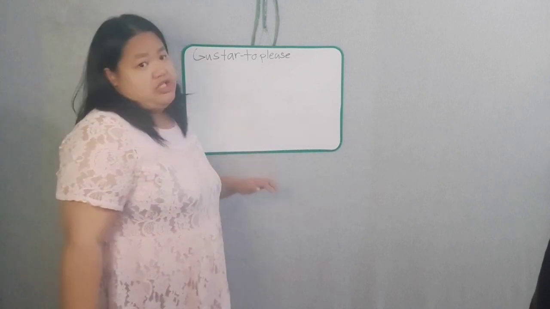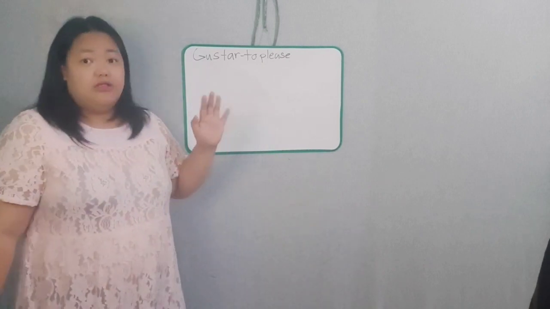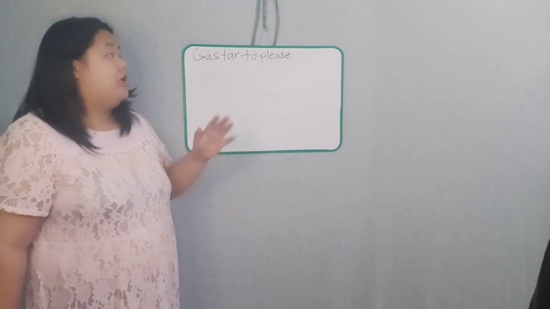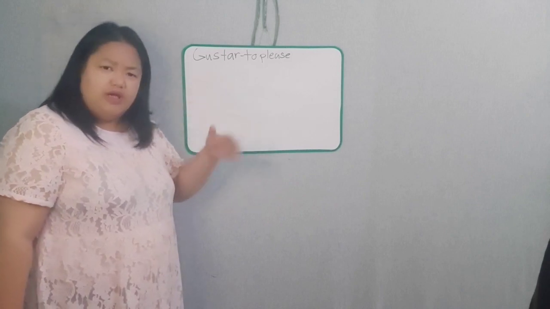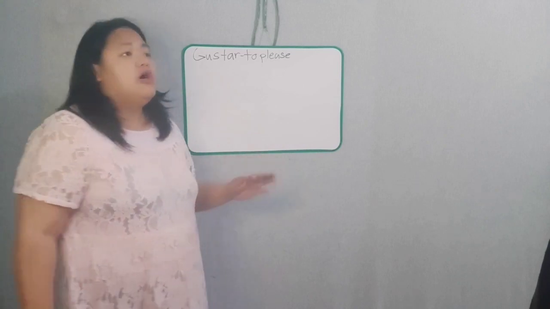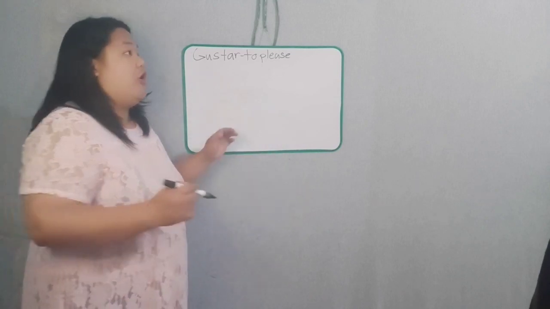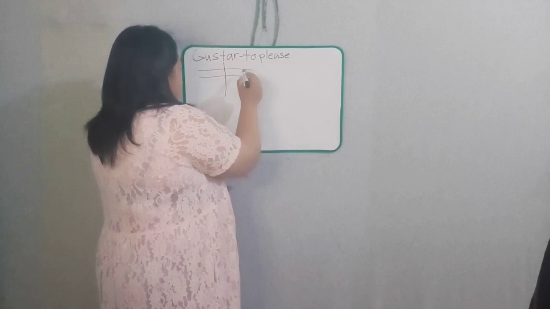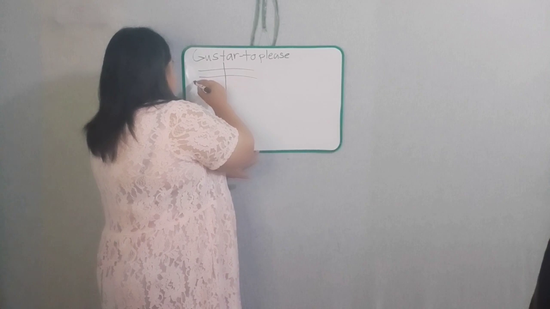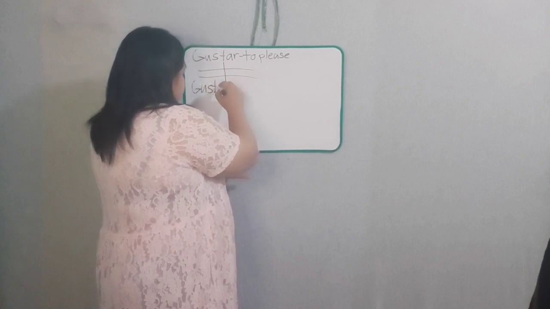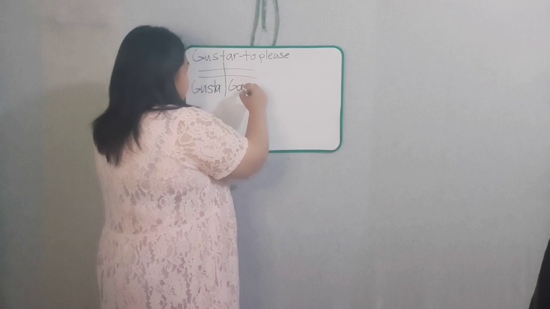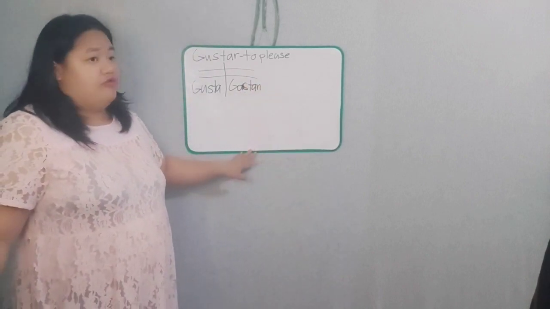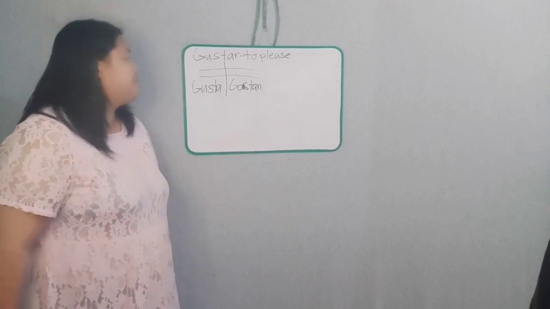So in this discussion, gustar is a regular AR verb. So you're going to conjugate it as it is. You can conjugate it gusto, gustas, like a regular AR verb. Now, for this discussion of indirect object pronouns, we won't be needing the first and second person. What we're going to be needing is gusta and gustan for our discussion of the indirect object pronouns.